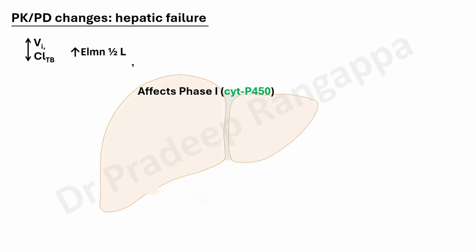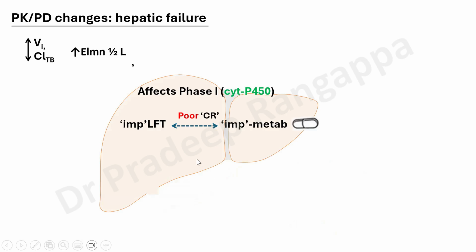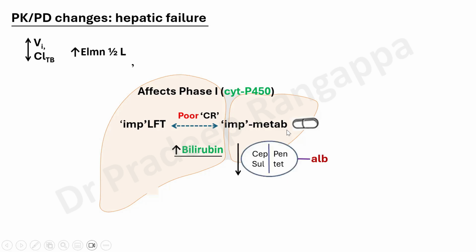In hepatic failure, your volume of distribution and total body clearance can go up or can come down. Elimination half-life is usually increased, and phase 1 metabolism gets affected because of cytochrome P450. And impaired LFT has a poor correlation with the impaired metabolism of the drug. And when there is increased bilirubin, it is shown there is reduced albumin binding of cephalosporin, sulfonamides, penicillin, or tetracycline. So in liver dysfunction, the protein binding of certain antibiotics tends to get affected.